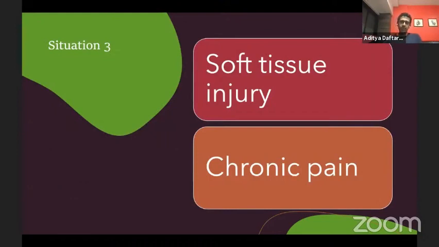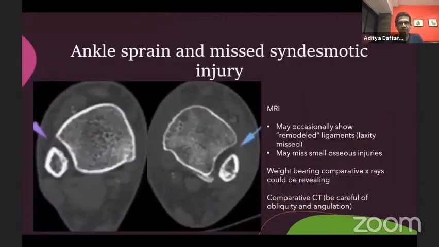The third situation I'm going to talk about is soft tissue injury. And that is a person who has a soft tissue injury or who had a soft tissue injury, ligamentous injury, let's say, and now has chronic pain. And in these cases, CT plays an important role for a few different reasons. So the first thing is somebody had what you felt was an ankle sprain, but they continue to come back to you with continued pain.